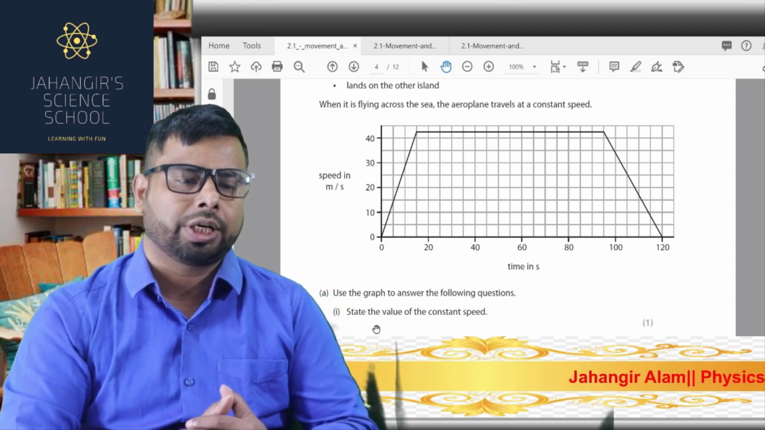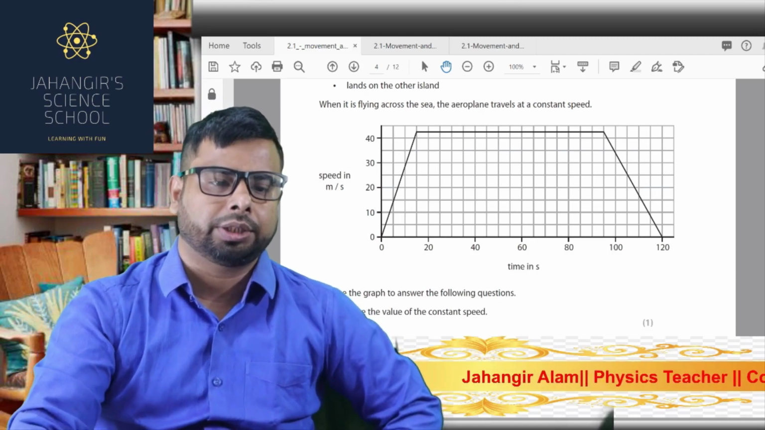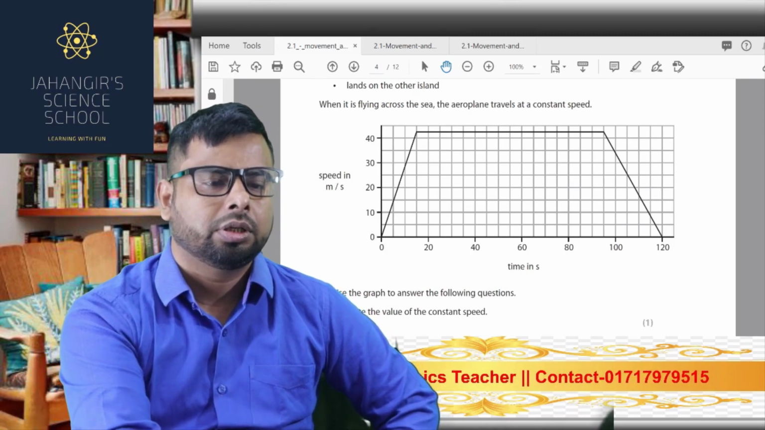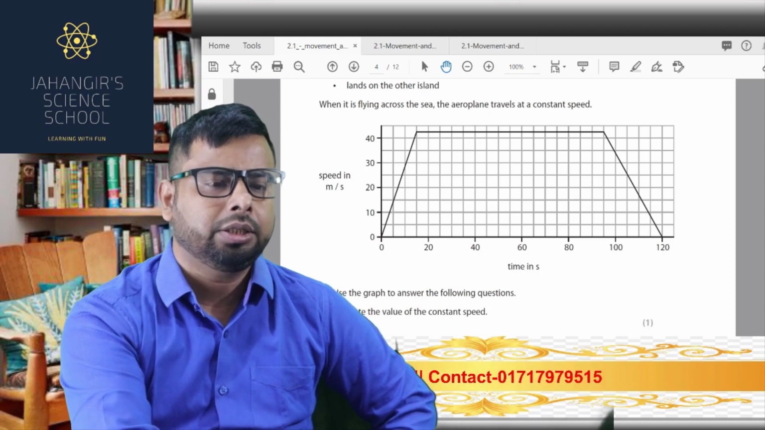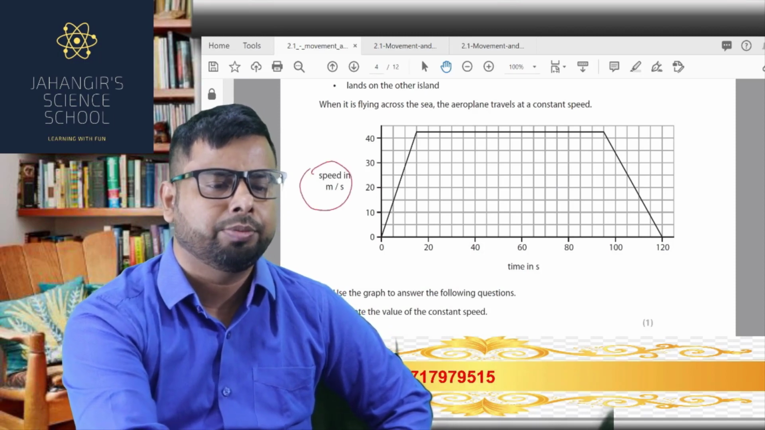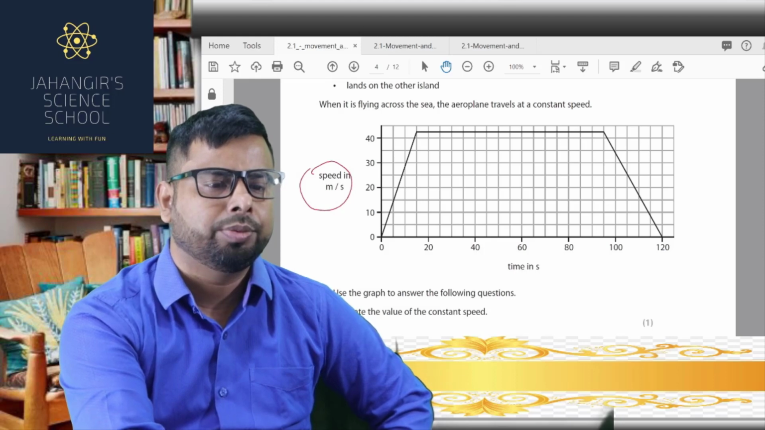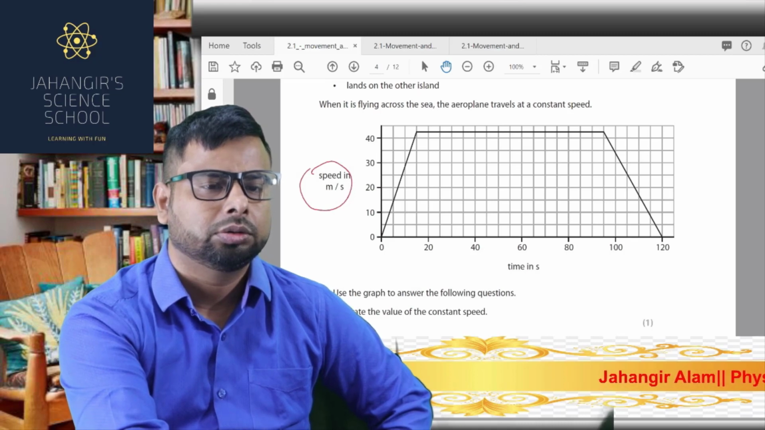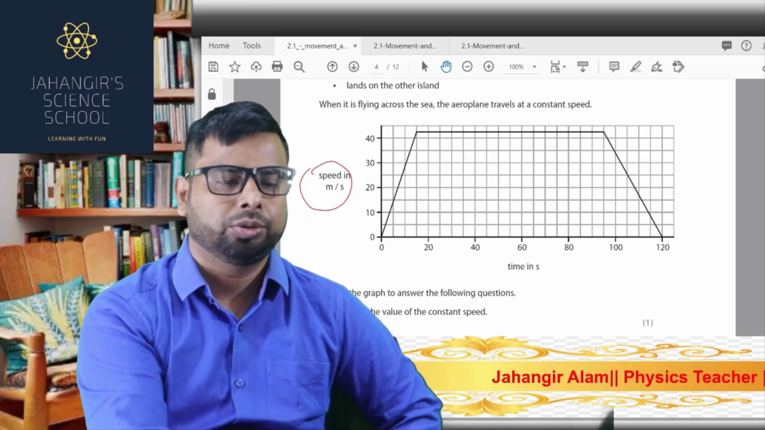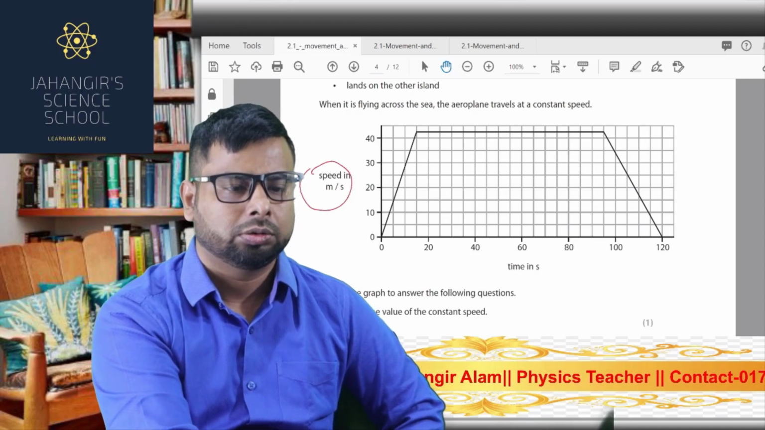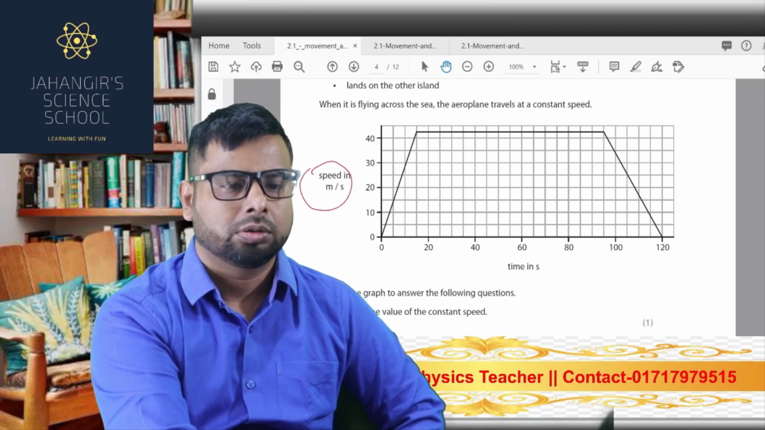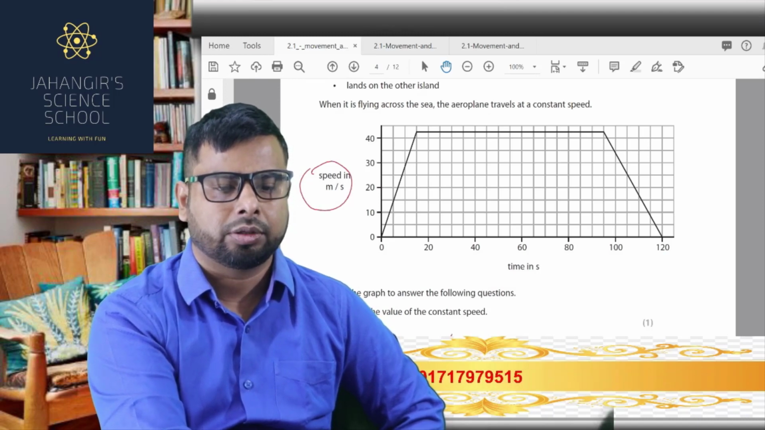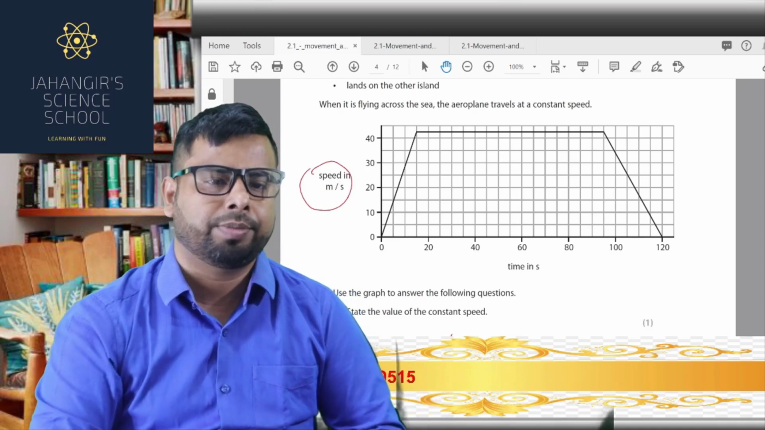State the value of constant speed. Look at the graph. Speed in meter per second: 10 meter per second, 20 meter per second, 30 meter per second, 40 meter per second. So it is about 42 meter per second, or 42.5 meter per second.